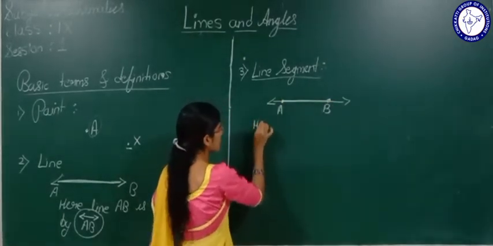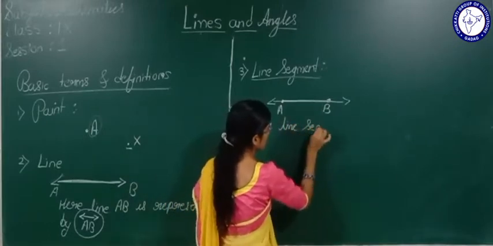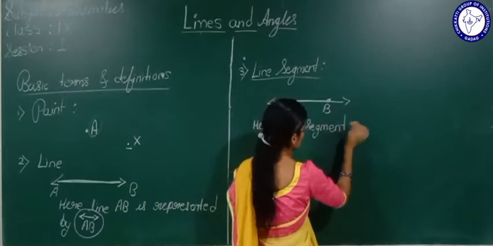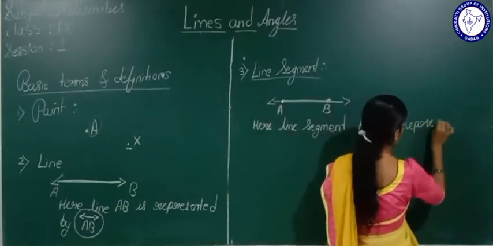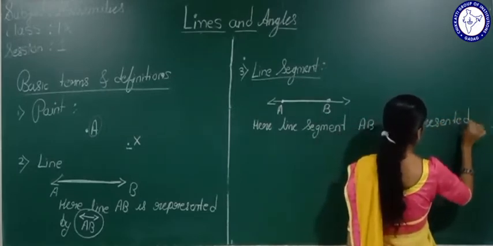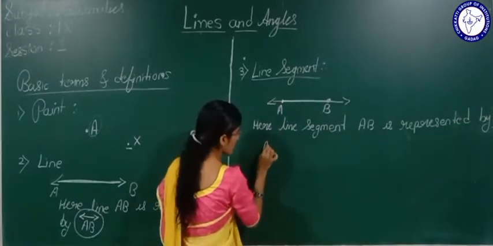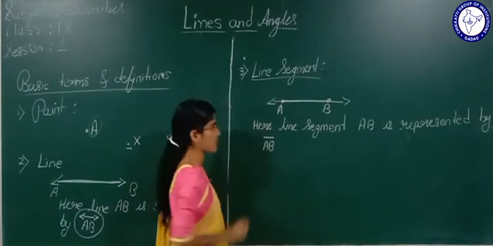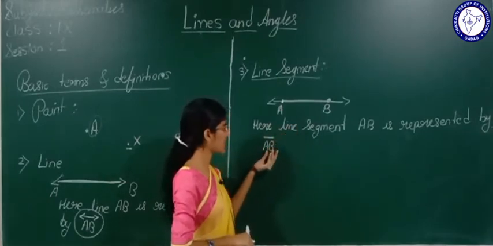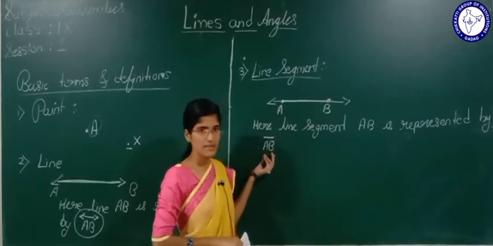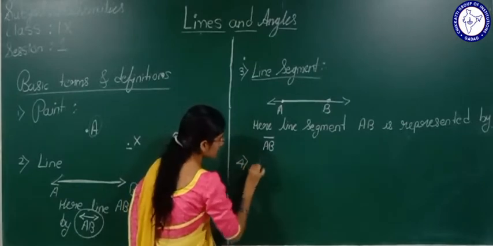Now, line segment AB is represented by AB with a bar on top. Like this we represent a line segment AB symbolically. Next we will see what is a ray.